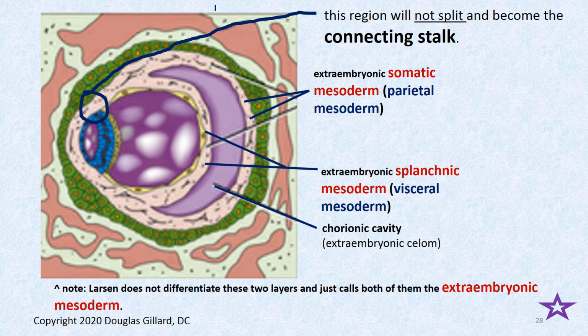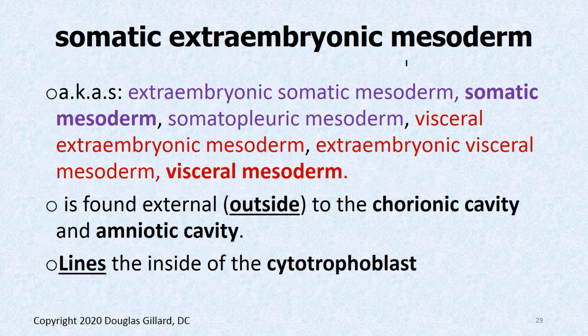All right. And I said it already that this area is not going to split. So that's going to become the umbilical cord. Before the umbilical cord, it's called a connecting stalk. Connecting stalk. Okay, somatic, same thing. Visceral mesoderm, I just talked about this whole thing, so I won't go over that again. It's outside of the chorionic cavity, or roofs the chorionic cavity, if you will, and the amniotic cavity up top there.